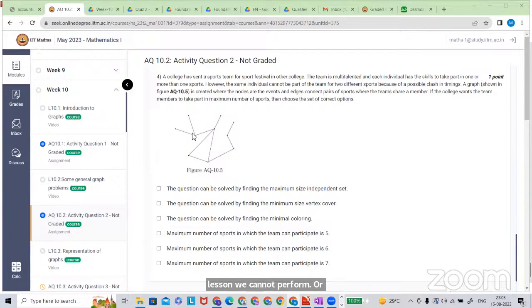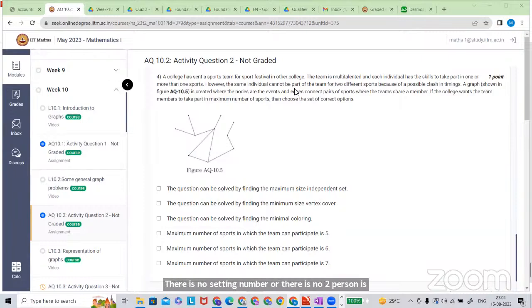So we have to do something different. Suppose this event is happening, and one person is playing here, so he cannot play here. This sport is happening here, and this is another sport happening here. So there is no person involved in that. Sorry, there is no person involved here. There is no sharing member, or no two persons are involved here.